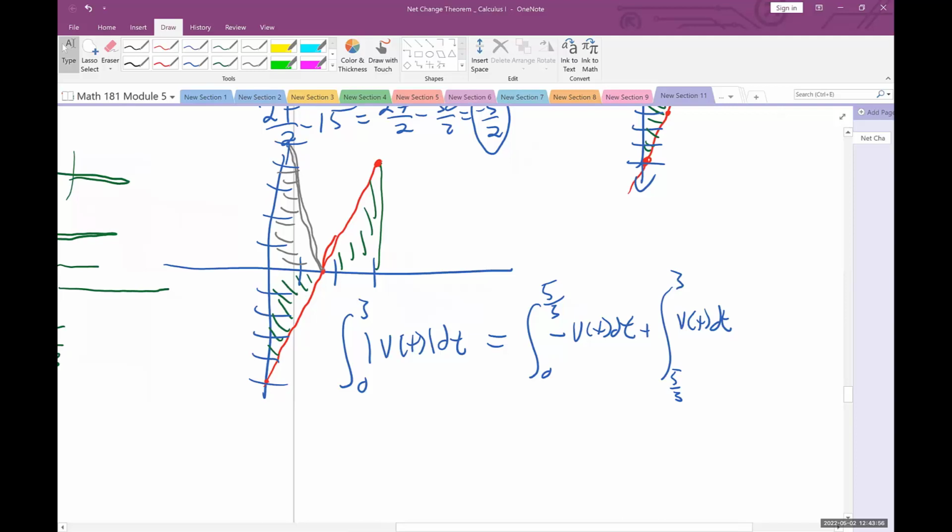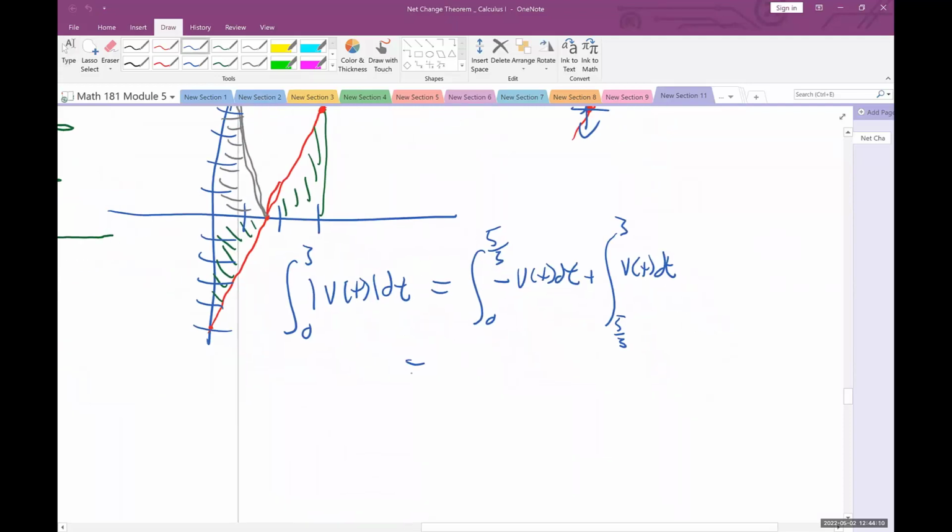So again, we're looking for total distance. Total distance would consider the function positive at all these places. So the part that's negative has to be flipped, and that's why we have that change into two different integrals. So given that, we would have the integral from 0 to 5/3 of the negative of that 3t minus 5, plus the integral from 5/3 to 3 of 3t minus 5.